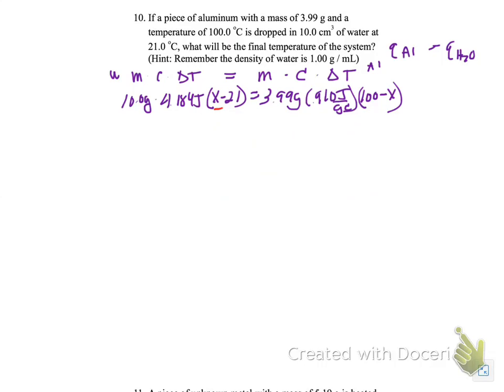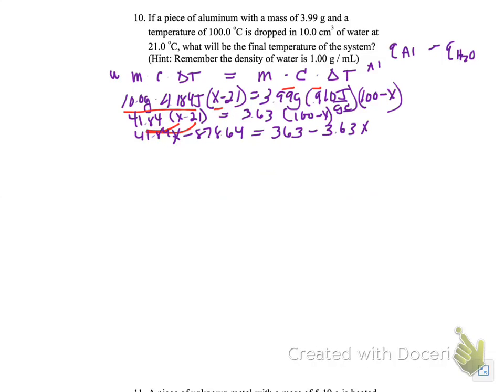So let's just take a look. So first thing we're going to do is multiply these. And when we do that, we're going to get 41.84 times X minus 21. Do the same thing on the right. Multiply 3.99 times 0.91. And now I'm going to distribute. I'm going to take the 4.184 times X and the 4.184 times 21. Okay, and when I do that, I'm going to end up with 41.84X minus 878.64.